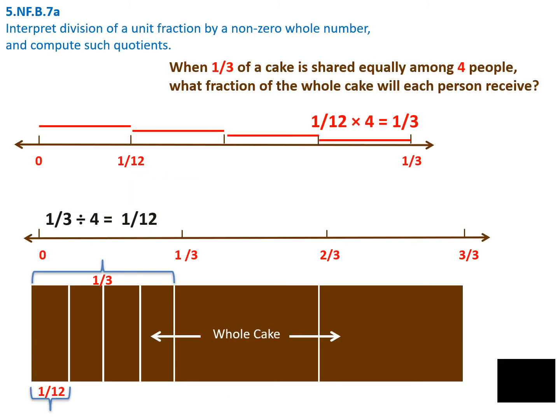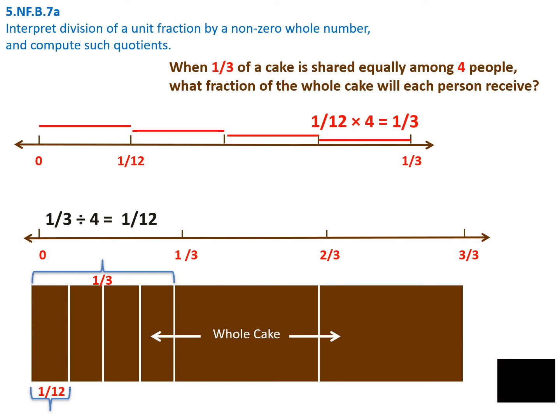The best visual fraction models of this division would be area models. So in this slide, we divide 1/3 of a large sheet cake equally among 4 people. We have a visual representation of the cake in an area model at the bottom of this slide.